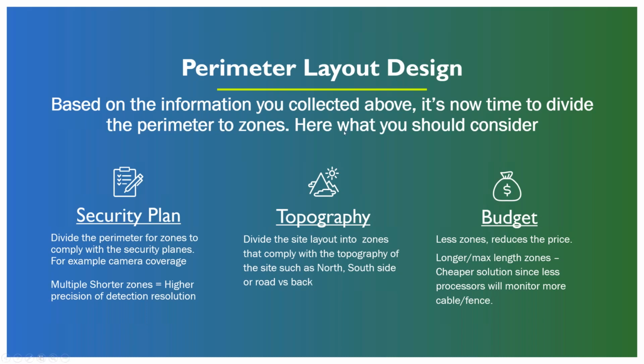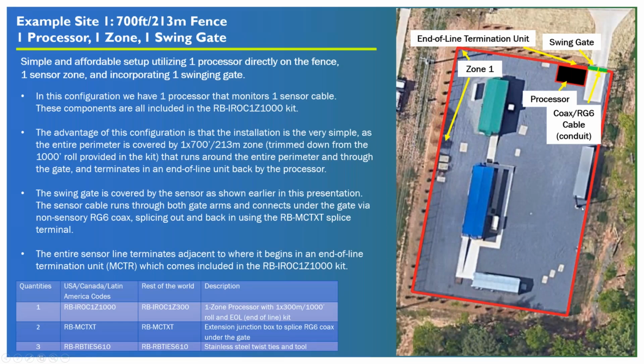Sounds good. So usually when you lay out the system, there are 3 ways of thinking about how you lay out perimeter security. There is a security plan, which divides the site into zones based on cameras, or based on coverage, or topography, meaning north, south, east, west, or budget, which means stretching the cable as much as you can to cover the perimeter, where the resolution of detection is not as important.